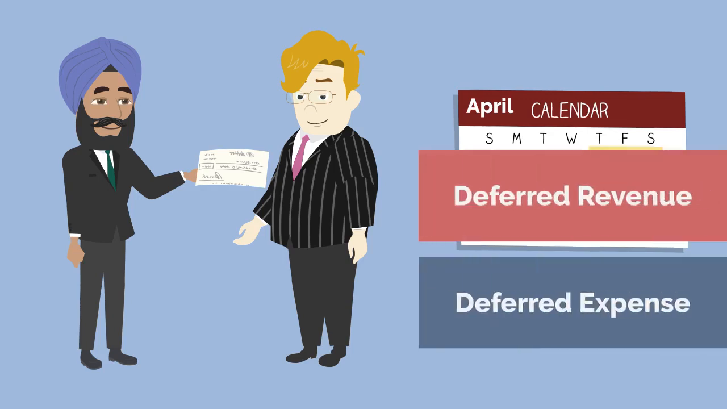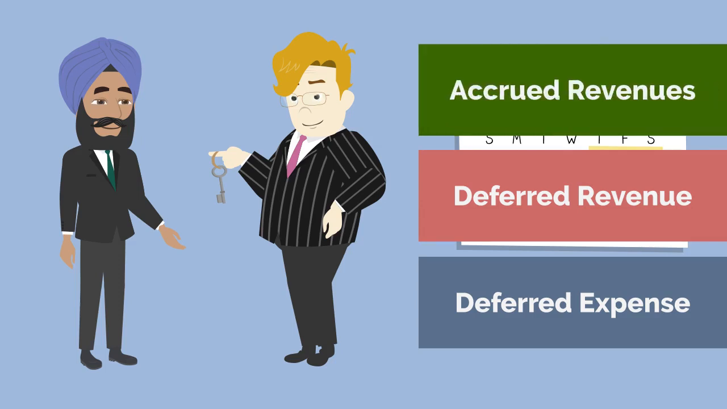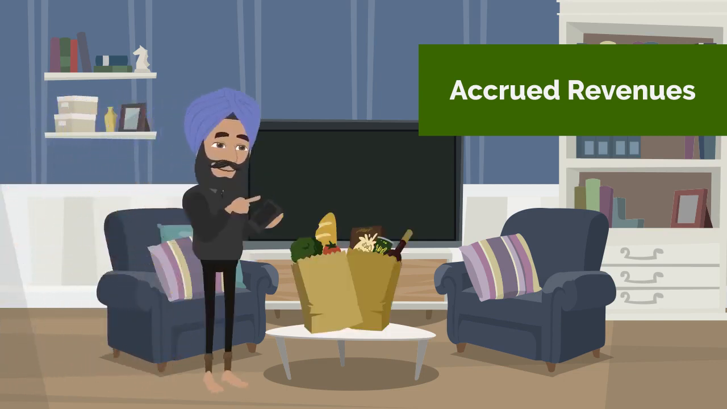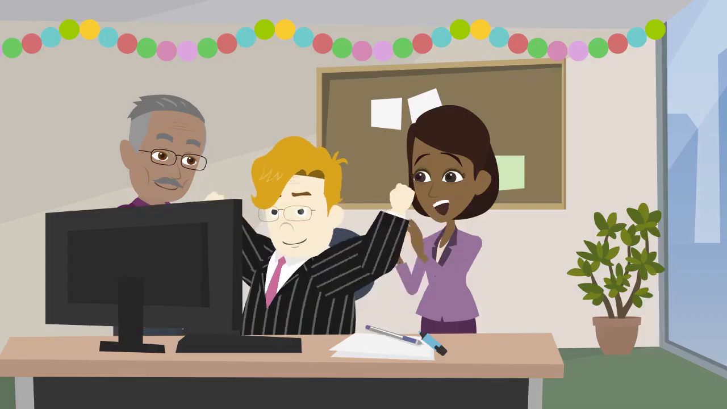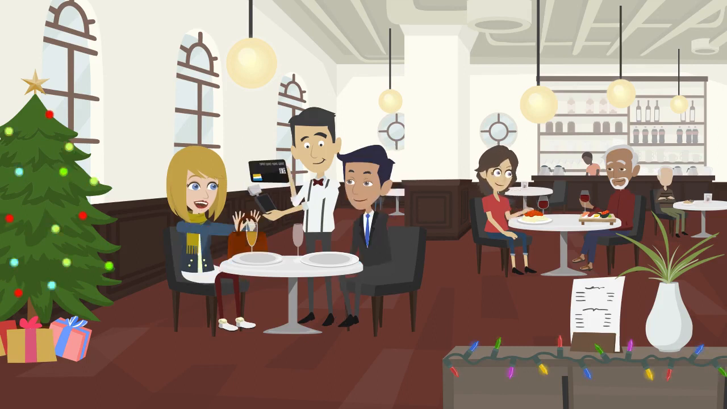Now that we've covered deferral adjustments, where the cash transaction happens first and the delivery of goods and services follows, we'll take a look at accrual adjustments. Accrual adjustments are the opposite of deferral adjustments. When the delivery happens first, then the cash transaction follows. Accrued revenues are situations where the revenue is earned, but we haven't received cash for it yet. This includes things like services performed on account or goods sold on account.